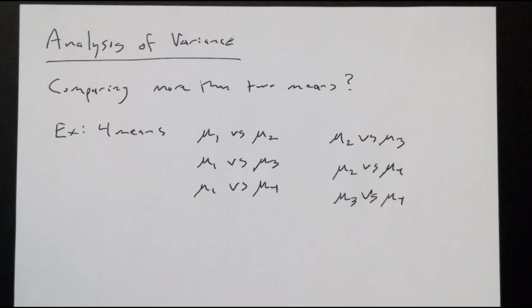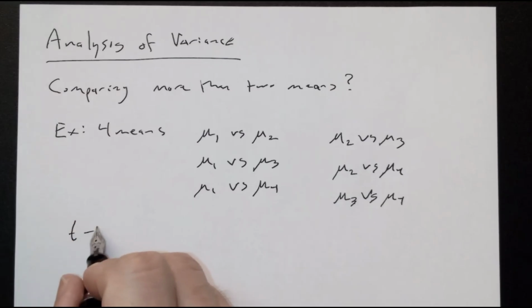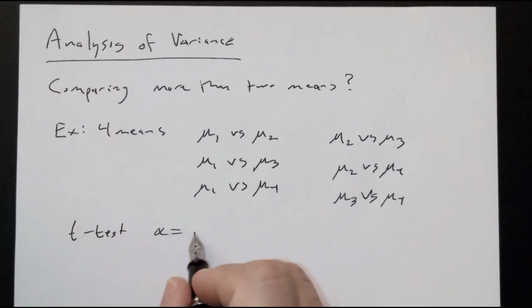And that means I have a higher chance of having an error slip through. Suppose I did a t-test with alpha being 0.05. Well, then the chance that I don't have a type 1 error is 0.95, right?